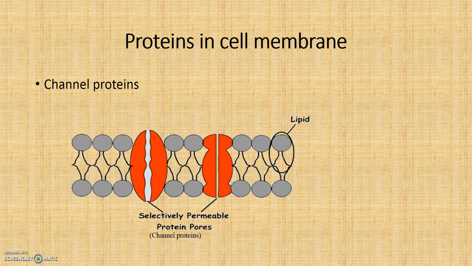The first one is the channel protein. The channel protein goes all the way through and has a pipe, a channel, a tube through which particles are going to pass through. Of course, they are going to be selective based upon size. For example, this particle cannot pass through because it's too big. Or on the shape, this particle cannot pass through either. The shape is not suitable. So the particles that are the correct size and shape are going to pass through these channel proteins.